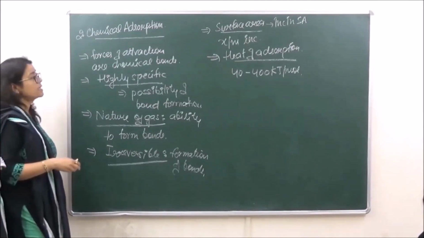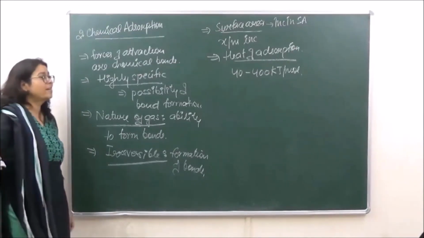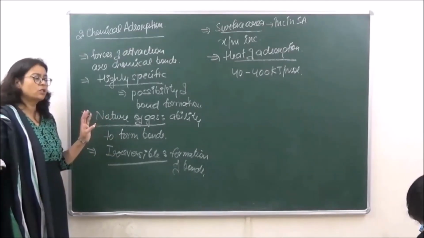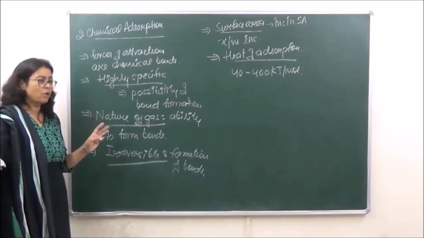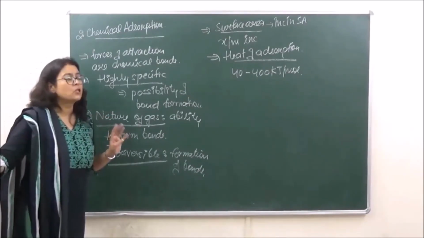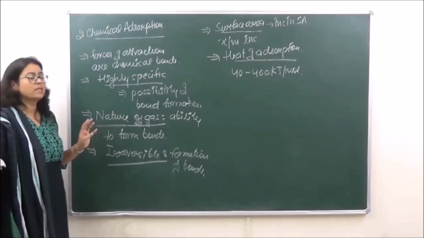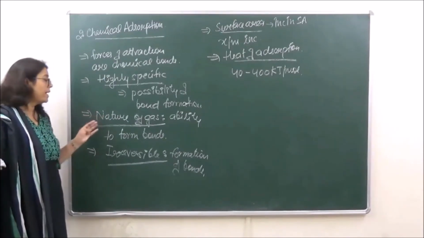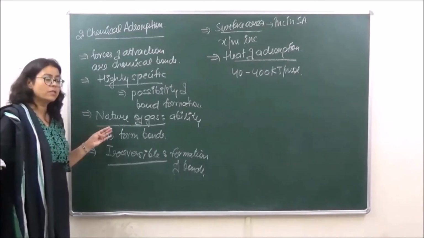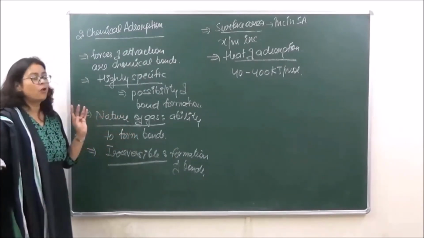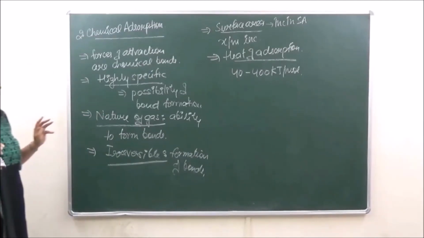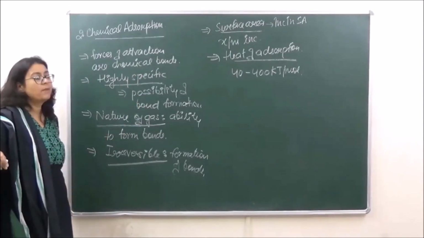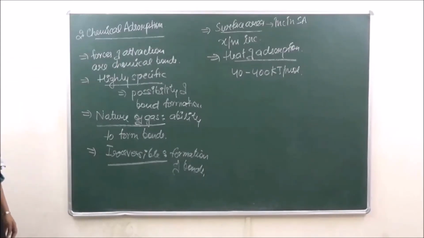Okay? Now we have written down the characteristics of both physical and chemical adsorption. Can you write down the points of differences between the two in tabular form? Physical adsorption has weak van der Waals forces of attraction, whereas in chemical adsorption there are chemical bonds. Number 2, physical adsorption is non-specific in nature, whereas chemical adsorption is highly specific. Number 3, physical adsorption is reversible, whereas chemical adsorption is irreversible. Heat of adsorption in case of physical adsorption is very less, whereas in case of chemical adsorption it is very high. Okay, clear?